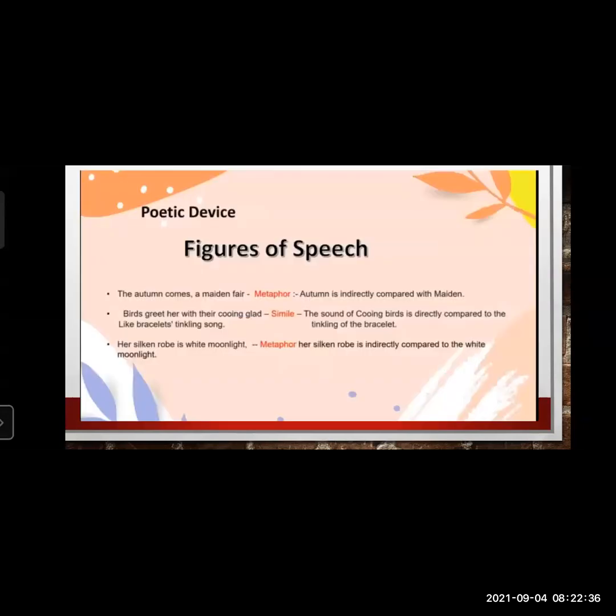Now we have to see some poetic devices used in the poem. We call them figures of speech. So, the autumn comes a maiden fair. In this line, the poet has used a metaphor because autumn is indirectly compared with a maiden fair. Remember students, metaphor and simile are similar figures of speech with a small difference. A metaphor is an indirect comparison between two things, whereas a simile is a direct comparison.